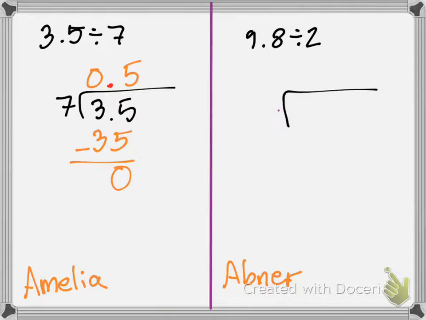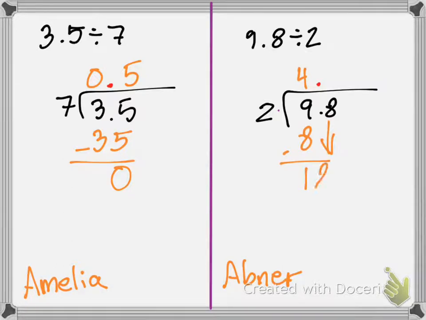Abner, which number goes on the outside? 9. Perfect. The 2 goes on the outside, so the 9 and 8/10 goes on the inside. We bring up our decimal. Abner, how many times does 2 go into 9? So 4 times, that's 8. He's correct. We got a 1.